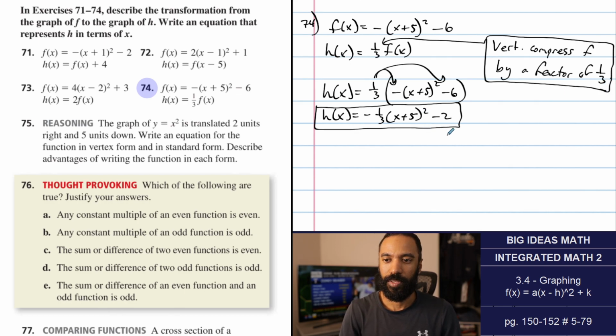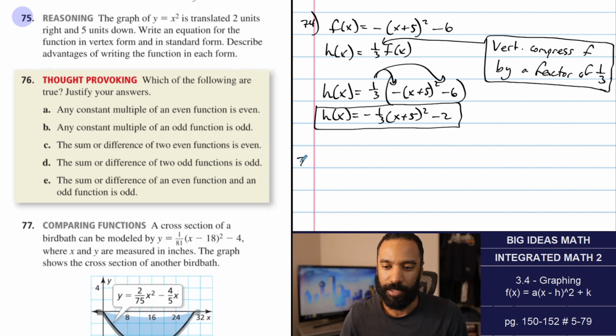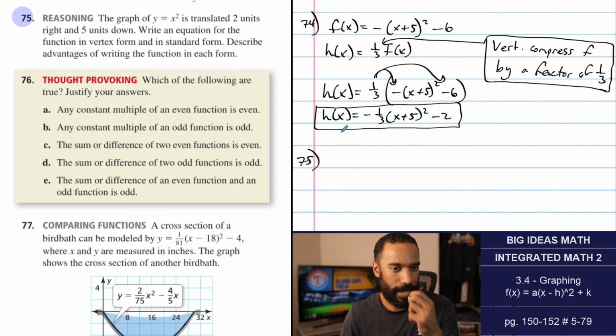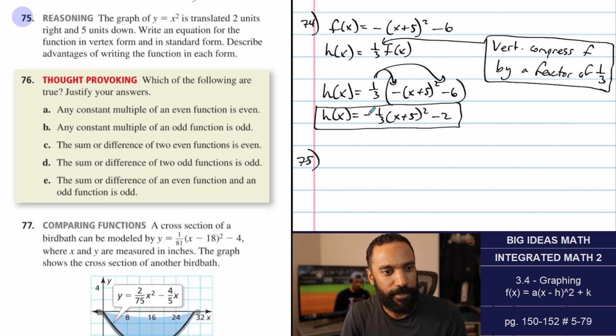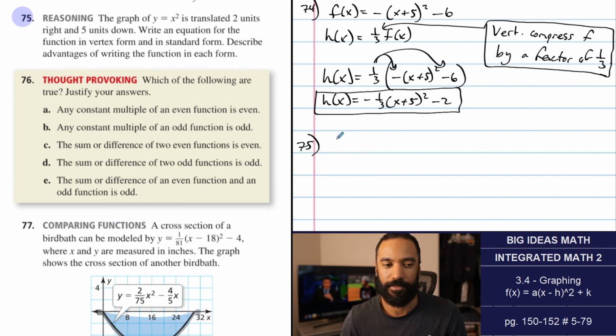Okay. Let's go to number 75. The graph of y equals x squared is translated 2 units right and 5 units down. Write an equation for the function in vertex form and in standard form. Describe advantages of writing the function in each form. Okay, so there are parts after that.